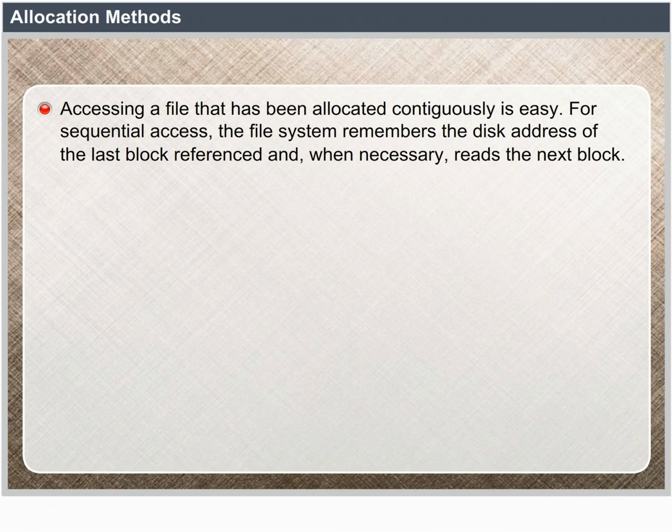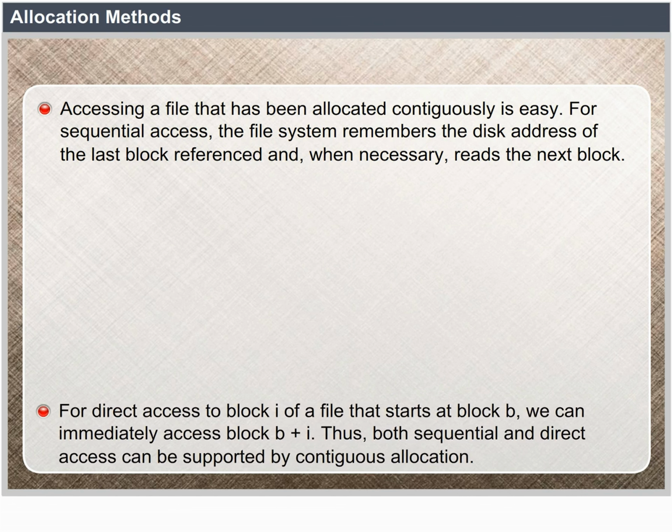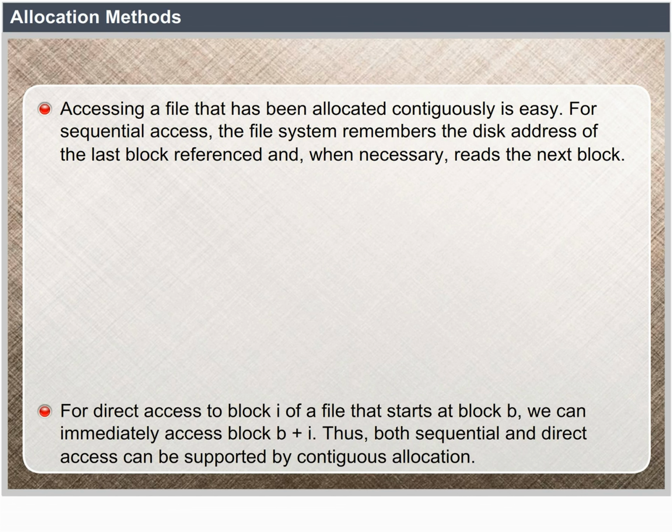Accessing a file that has been allocated contiguously is easy. For sequential access, the file system remembers the disk address of the last block referenced and, when necessary, reads the next block. For direct access to block i of a file that starts at block b, we can immediately access block b plus i. Thus, both sequential and direct access can be supported by contiguous allocation.